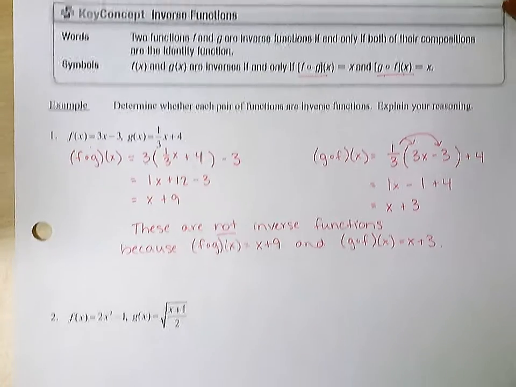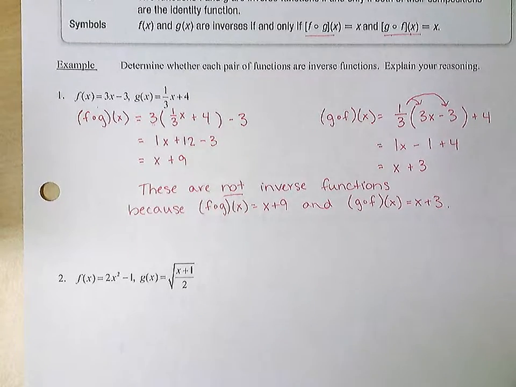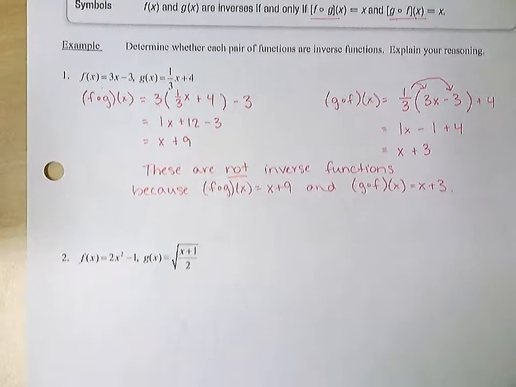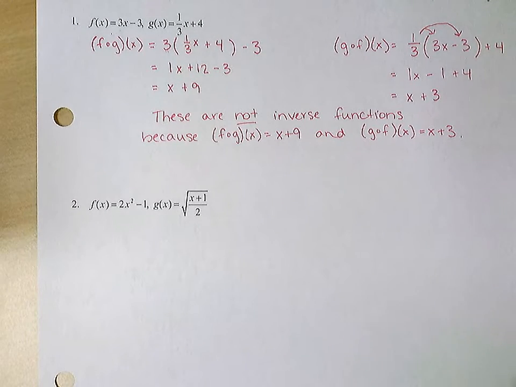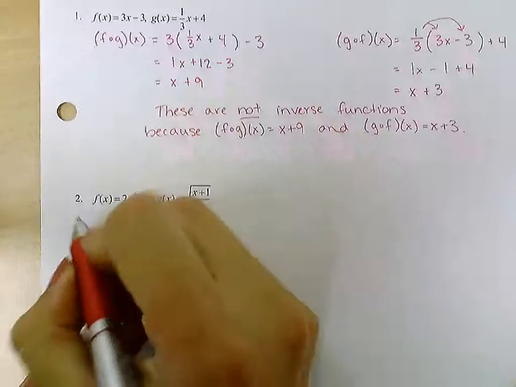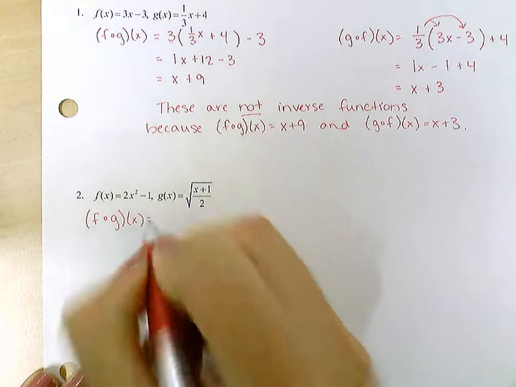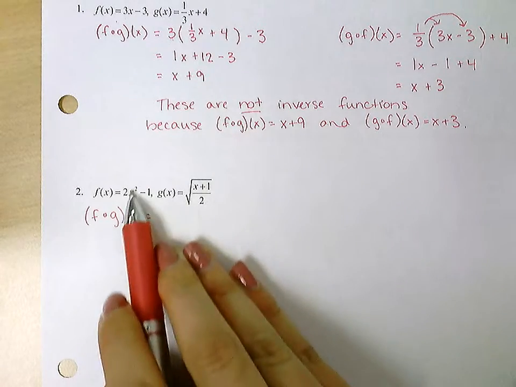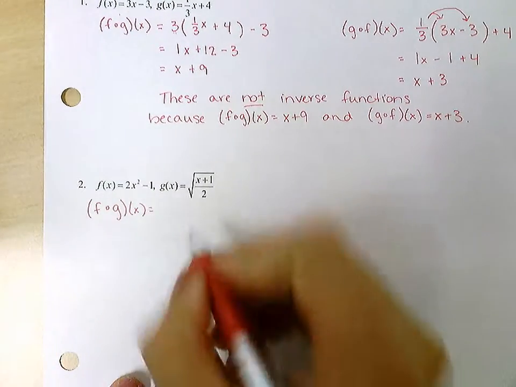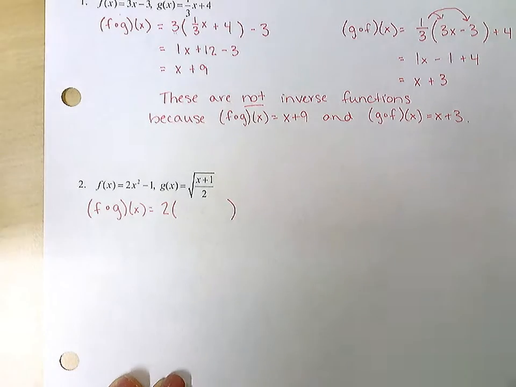Looking at our second example, it's a little bit different. We do have a radical and a square here. We're just doing that same process though. We want to find f of g of x and g of f of x. First we'll find f of g of x. Again, plugging in our g function for the x value in f. Again, I can leave that open space where that x normally is. So here's my open space.